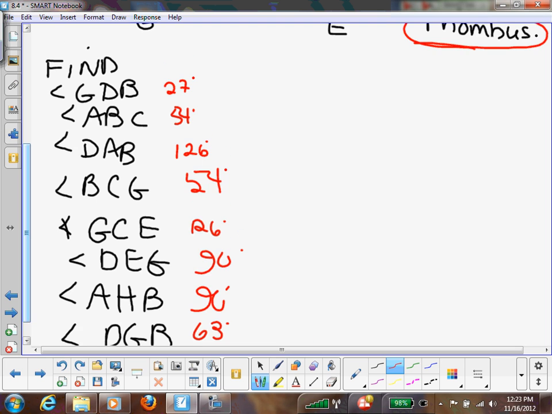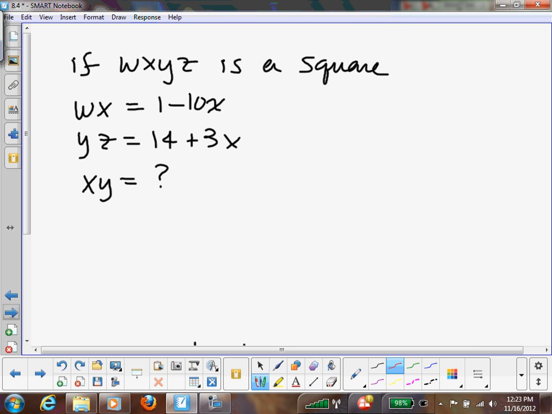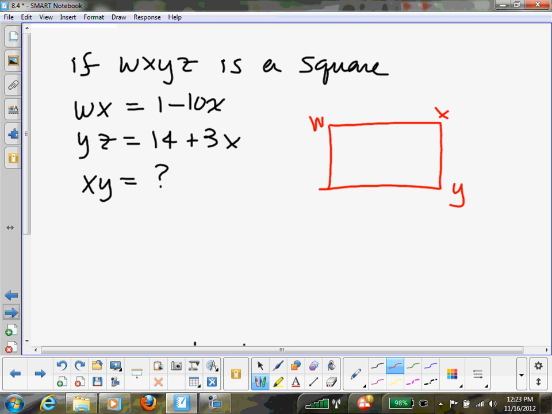All right, next problem. So if W, X, Y, Z. So W, start at a value, X, keep going around, don't skip. These need to be consecutive. Don't go W, X, and then put the Y down here and the Z here. That's not being either clockwise or counterclockwise. There's no skipping vertices. Does that make sense?